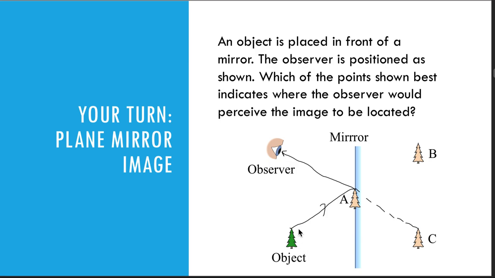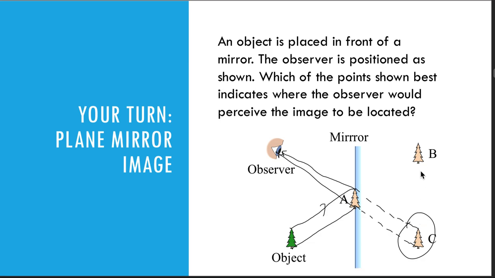We can do the same thing for the bottom. If it happens to hit here, it will reflect over here. And then we'll trace it back, and it will be formed right here. So the image will be formed right here.